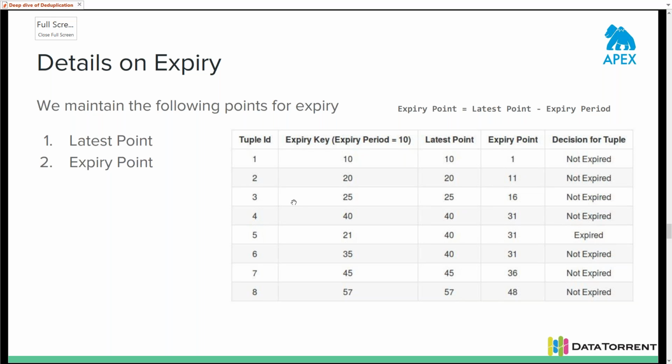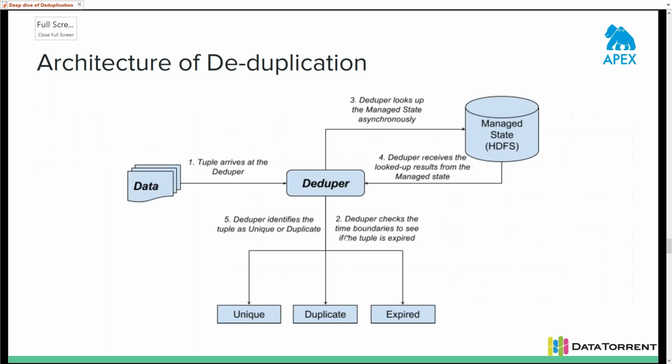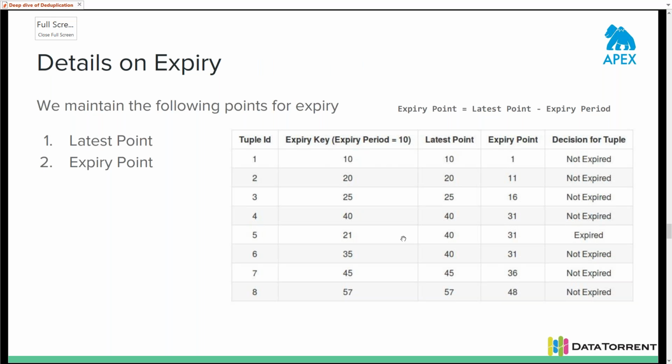Same thing goes on for tuples 3 and 4, where your latest is 40 and the expiry point is 31. Now let's look at tuple 5. It's a special case. It comes with the expiry key 21, which is far less than what we have seen till now. The latest point does not change; it stays at 40, and even the expiry point does not change. But the moment you get 21, you compare it to the expiry point first. If it is less than that, you decide that this tuple is expired. So once the tuple is expired, you just ignore it from any further processing.